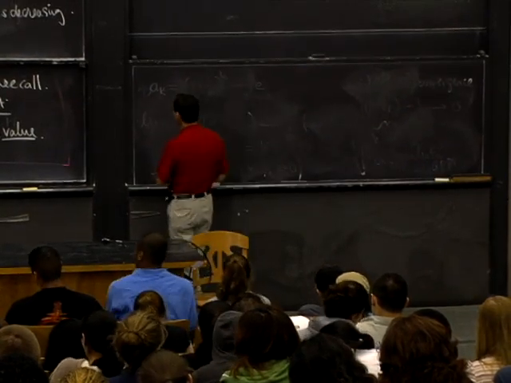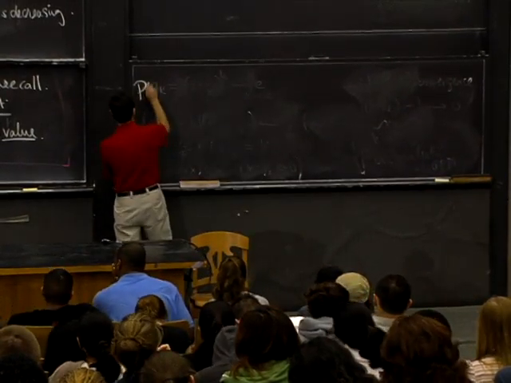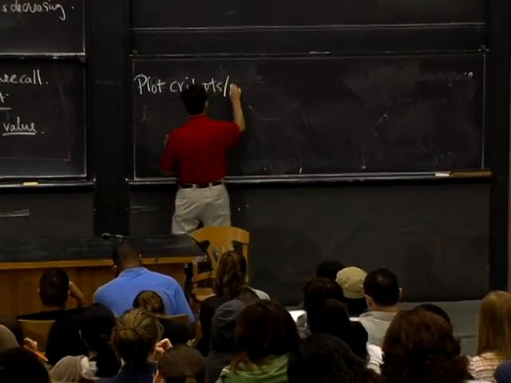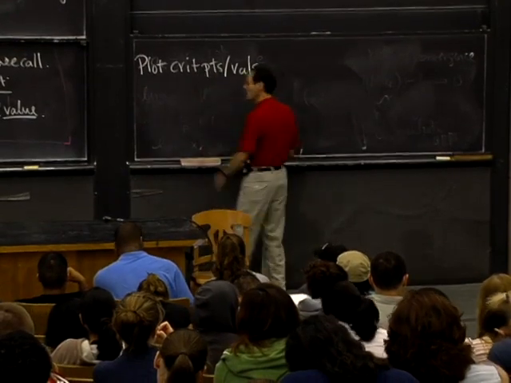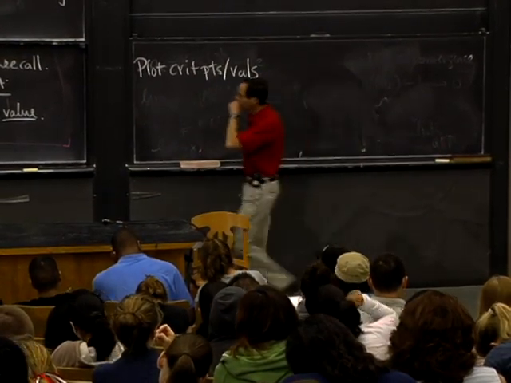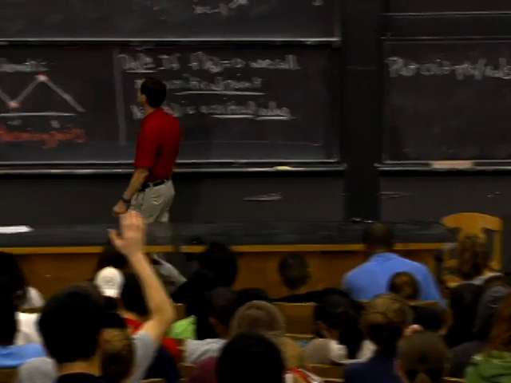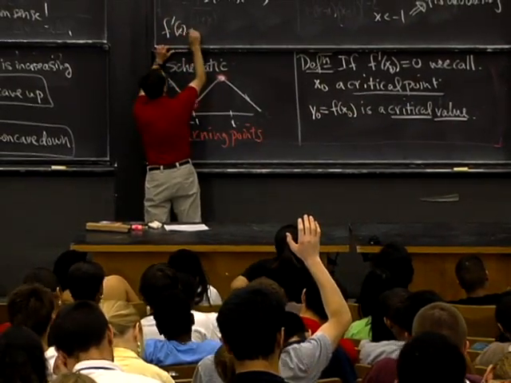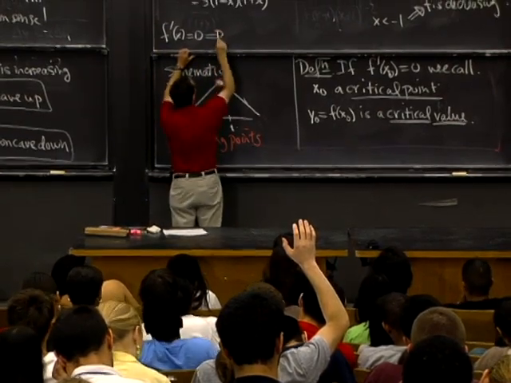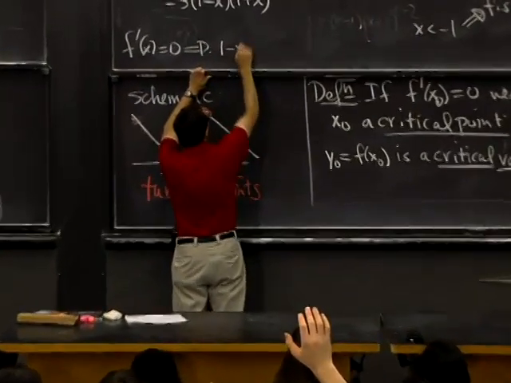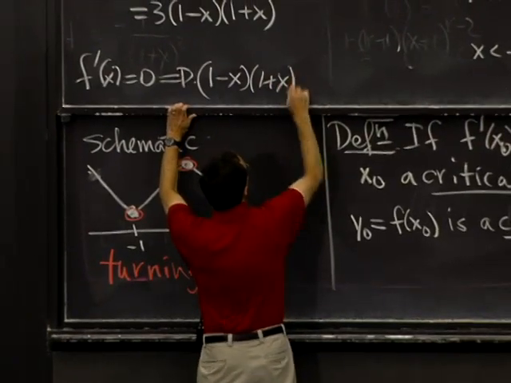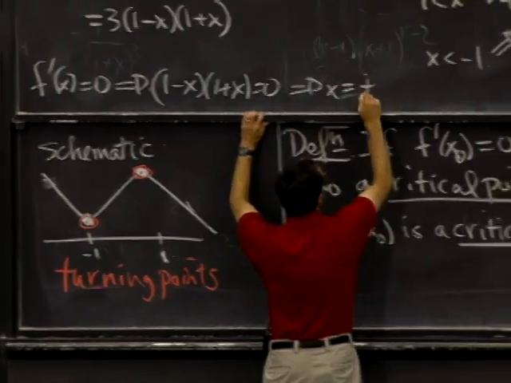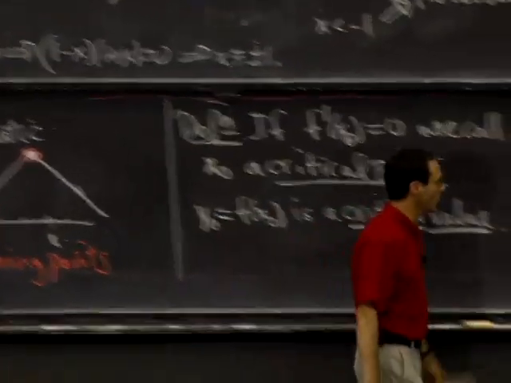Okay, so what I'm going to do is just plot them. We're going to plot the critical points and the values. Well, we found the critical points relatively easily. I didn't write it down here, but it's pretty obvious. If you set f prime of x equal to 0, that implies that 1 minus x times 1 plus x is 0, which implies that x is plus or minus 1. So those are known as the critical points.